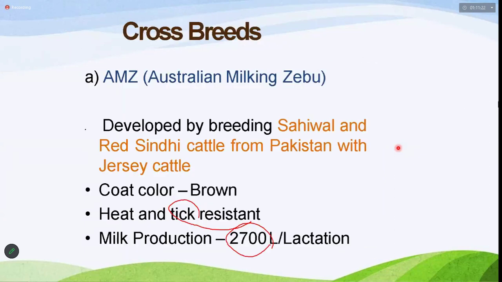Other than that, there are some crossbreeds. We have developed breeds, crossbreeds here. Artificially, we have bred them to produce high milk yield and to adapt to the Sri Lankan and Indian context.